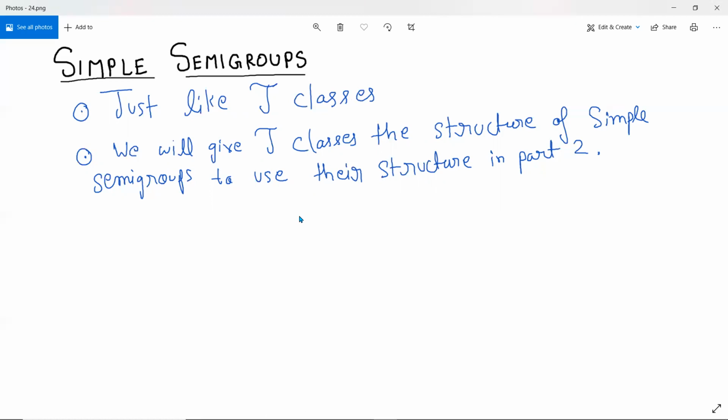That's the way in which we will use them, because we'll be starting with a semigroup and we'll have the D classes, and then we'll try to give it the structure of a completely simple semigroup. Then we'll use the structure theory of completely simple semigroups there. But for the moment we can think of simple semigroups as just a D class.